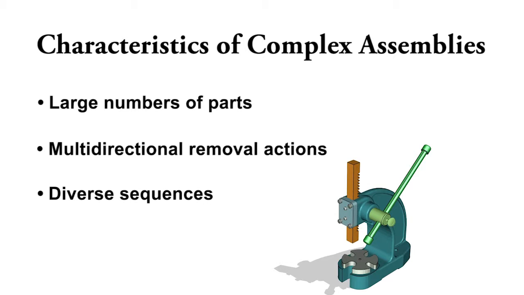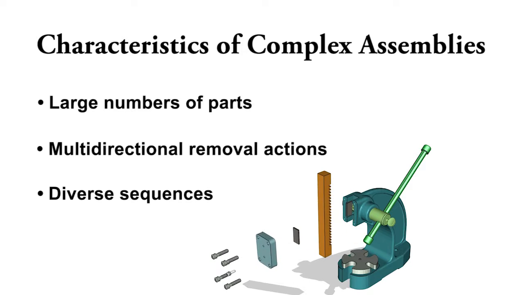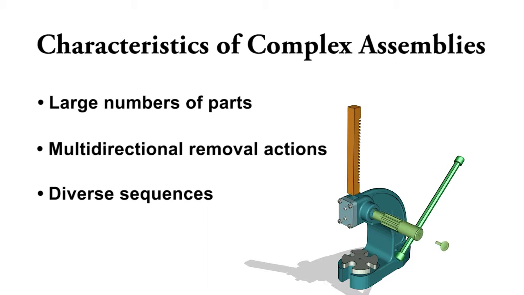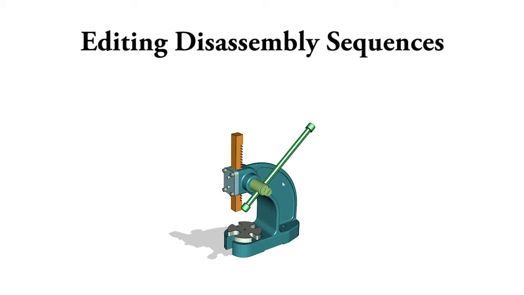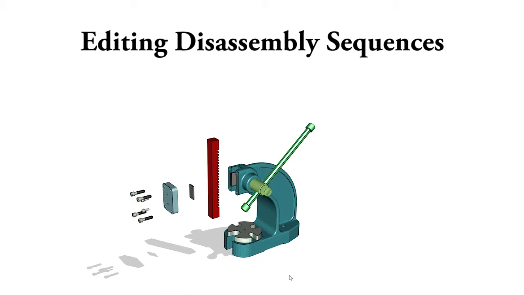Even for simple assemblies, there may be several ways to achieve the same goal. In this example, the RAM from a press can be disassembled in at least 2 different ways. In order to allow the user to adapt sequences that are found by our system, we provide several methods for editing part constraints.